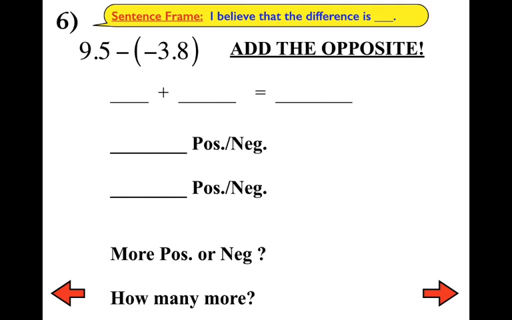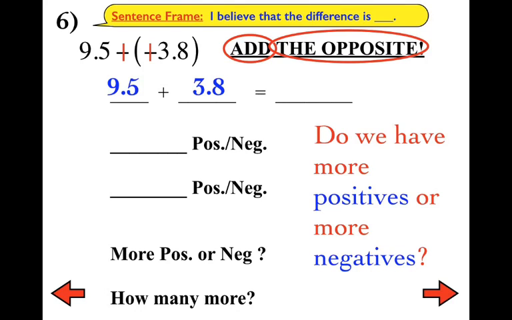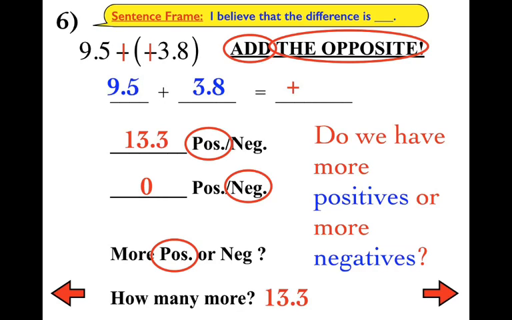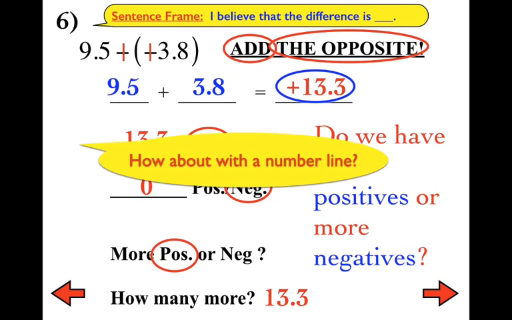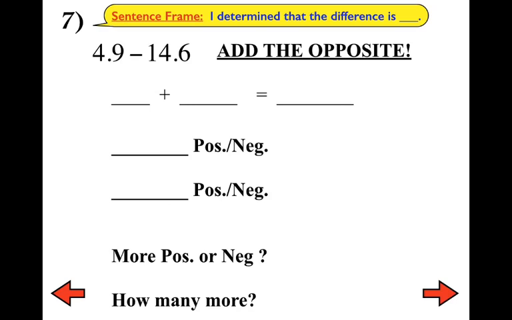Number 6, as an addition problem, this turns into 9.5 plus positive 3.8 after we added the opposite. We have more positives than we do negatives. We will have to gather all of our positives together. We have 13.3 positives, and that leaves us with 0 negatives. So our sum or difference, remember it was originally a difference problem and we turned it into a sum problem, but either way is 13 3/10 or 13.3. Pause this flipped lesson and try number 7.